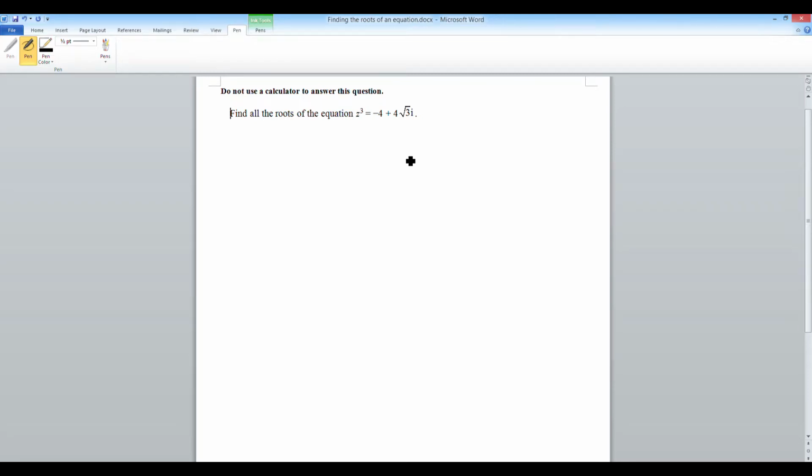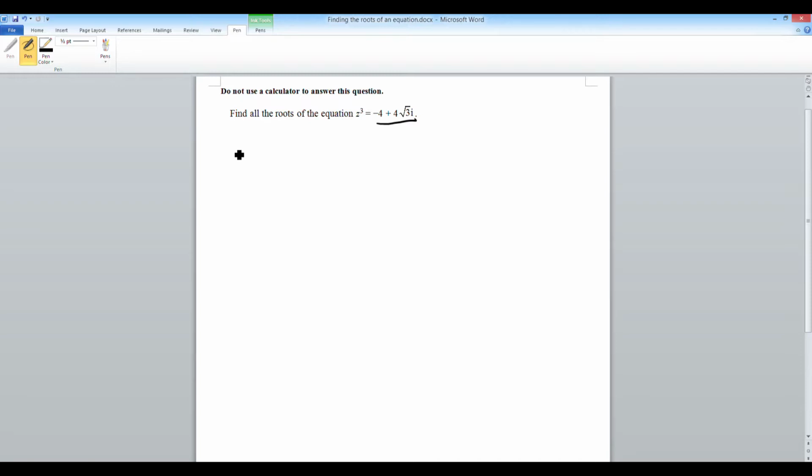Hello, let's take a look at complex numbers and finding the roots of a complex number. So they say that we should find the roots of the equation z cubed is equal to minus 4 plus 4 root 3 i. We can see on the right hand side that what they've given us is in Cartesian form. So my first step will have to be to convert this from Cartesian form into polar form.